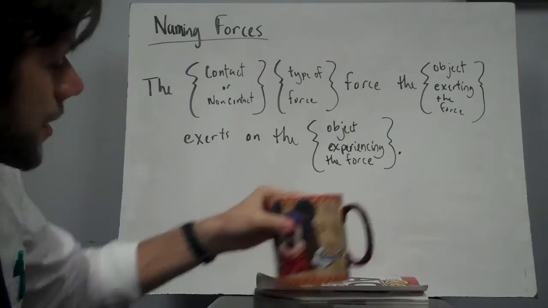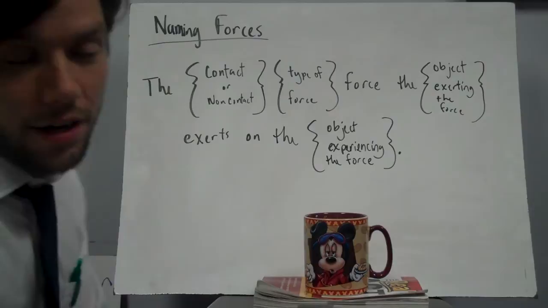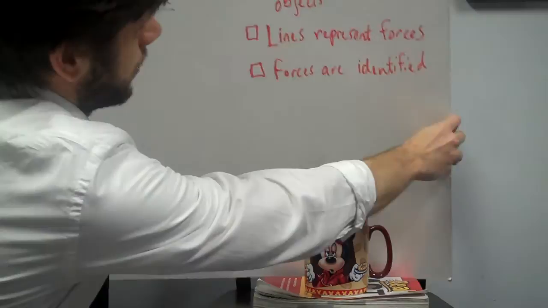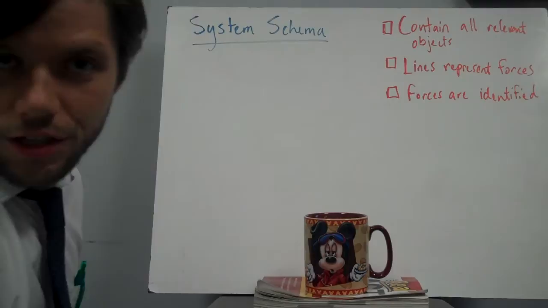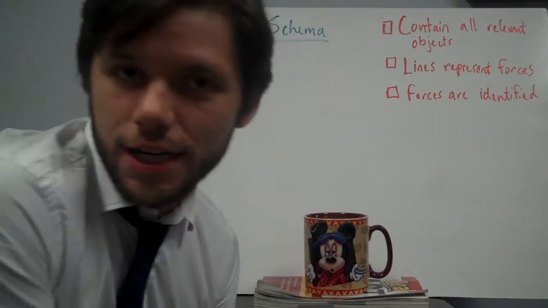Now we're going to learn about how we can track all the different forces that might be on an object like this mug. And so, in order to do that, this slide. We're going to talk about something called a system schema. A system schema, by definition, is a diagram that allows us to track all of the interactions between different objects once we've identified what object we're going to look at.